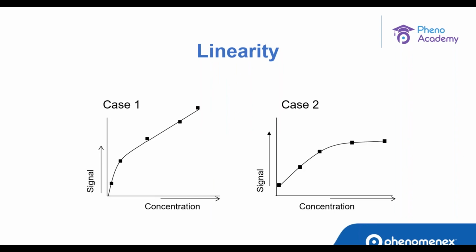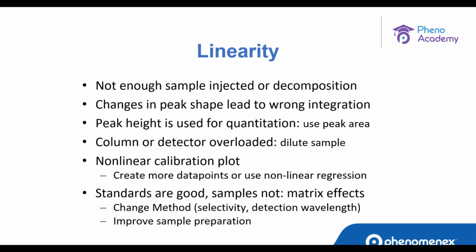Linearity is the correlation between sample concentration and the signal. So mass loading, detection, and integration are related. Here are some common linearity problems that we can normally see on our LC system. The first one is too large a sample injection and a change in the peak shape, leading to wrong integration. Peak height is used for quantitation; use peak area. Column and detector overload, so we need to dilute the sample.